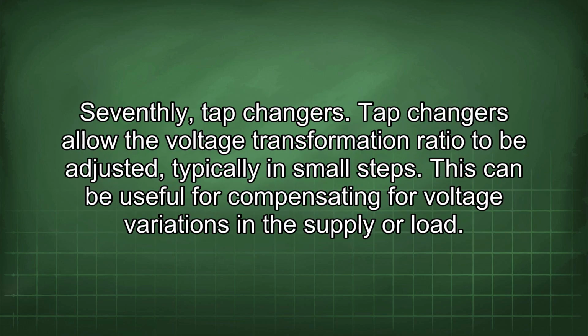Seventhly, tap changers. Tap changers allow the voltage transformation ratio to be adjusted, typically in small steps. This can be useful for compensating for voltage variations in the supply or load.